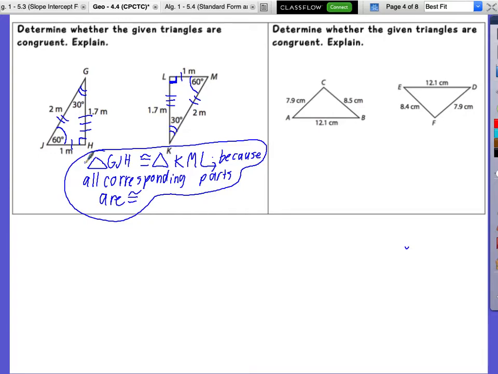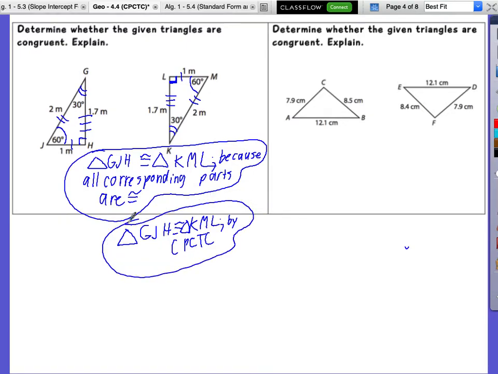Okay. You could also say, in order to be shorter, I'll give you the short part real quick after I told you. You can say GGH, here's triangle KAML by congruent parts of corresponding triangles are congruent. Corresponding parts of congruent triangles are congruent. You can also say that. This could be your answer instead. A little bit shorter.